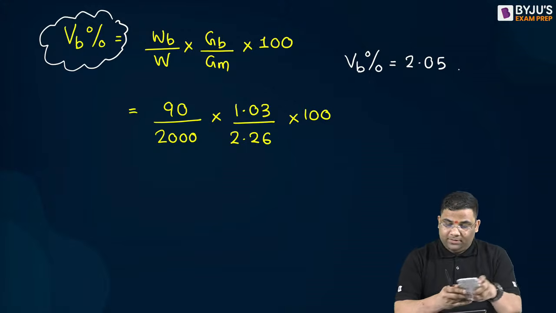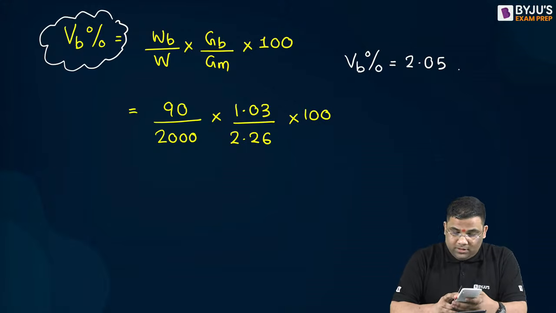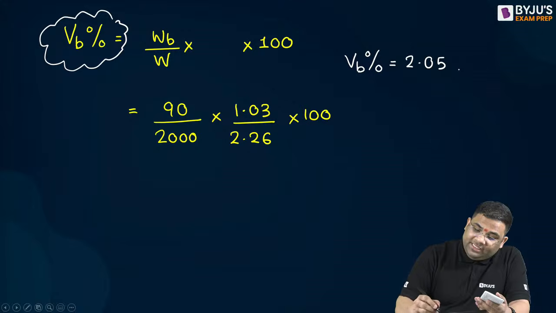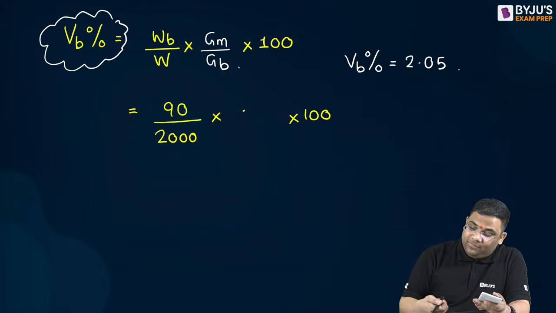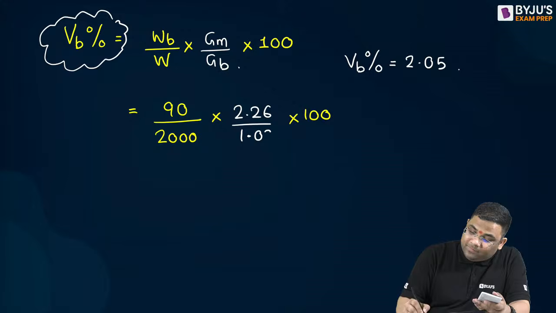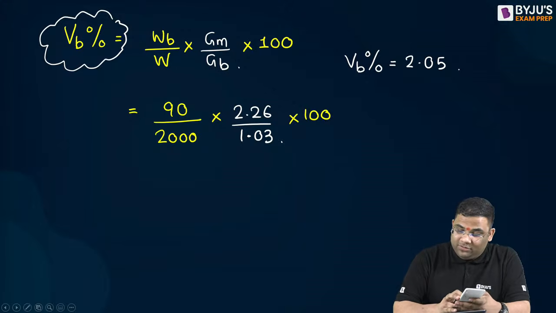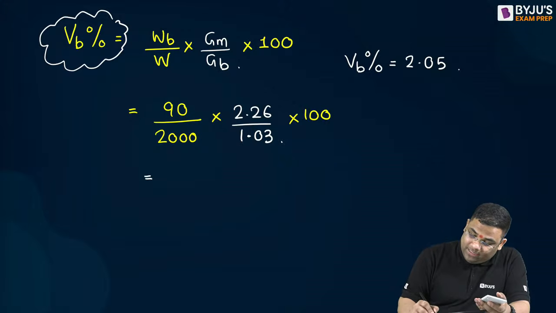Let me calculate. 90 divided by 2000 into 1.03. Oh, sorry. It is GM by GB. Therefore, I was thinking something is wrong. It is GM by GB. So it is 2.26 divided by 1.03. If you calculate now, you will be getting 9.87. So this was a small error.